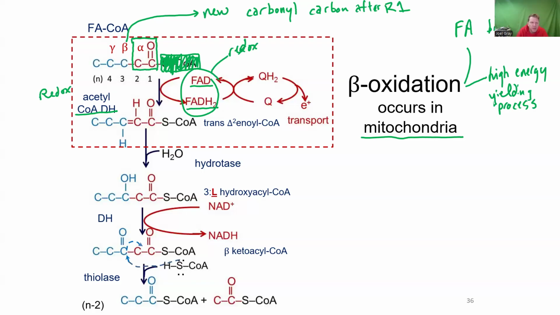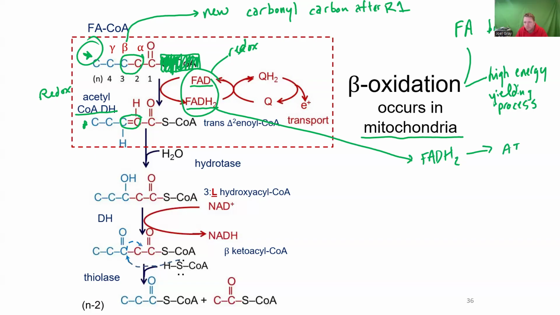Now, looking at what's changing from this molecule to this molecule, we're introducing a double bond between our alpha and beta carbons. So we're introducing a double bond, and in the process, we're transferring electrons from this molecule onto FADH2. Okay. I said previously that anytime you get FADH2, boom, you've got something that you can later on use to generate some energy and ultimately make ATP.